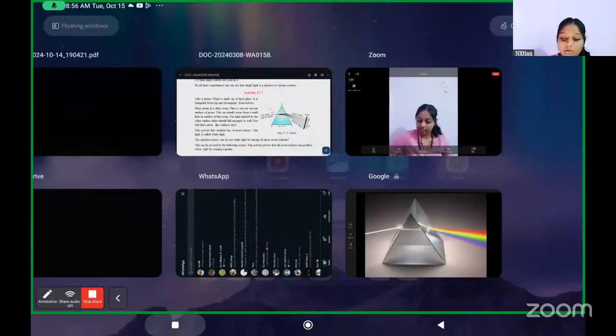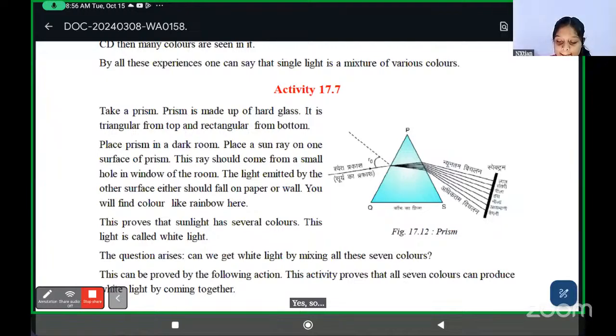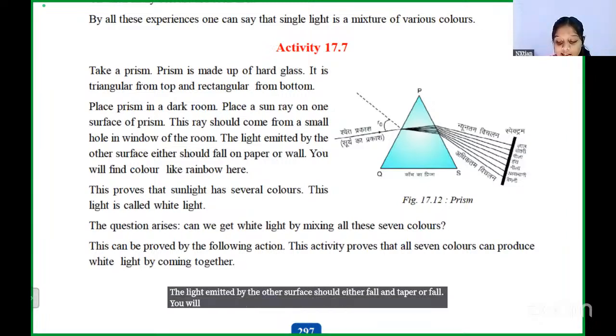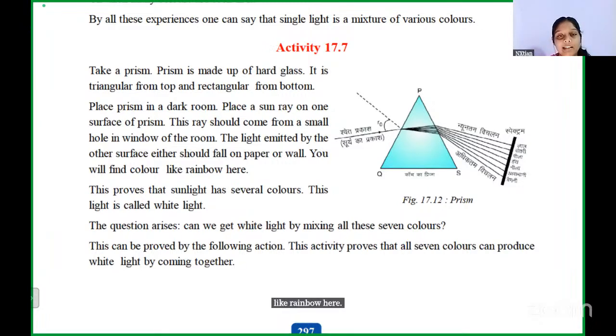So, the light emitted by the other surface should fall on paper or a wall. You will find colors like a rainbow here. This proves that sunlight has several colors. Can a non-triangular shape be used as a prism?